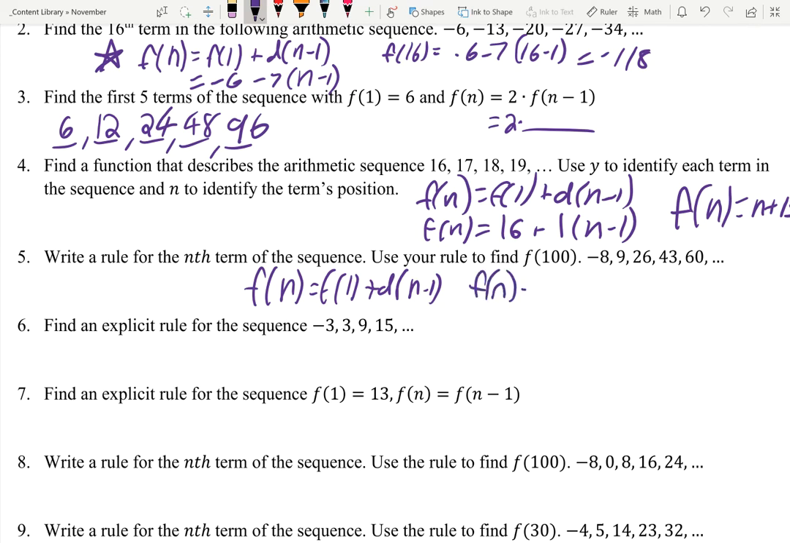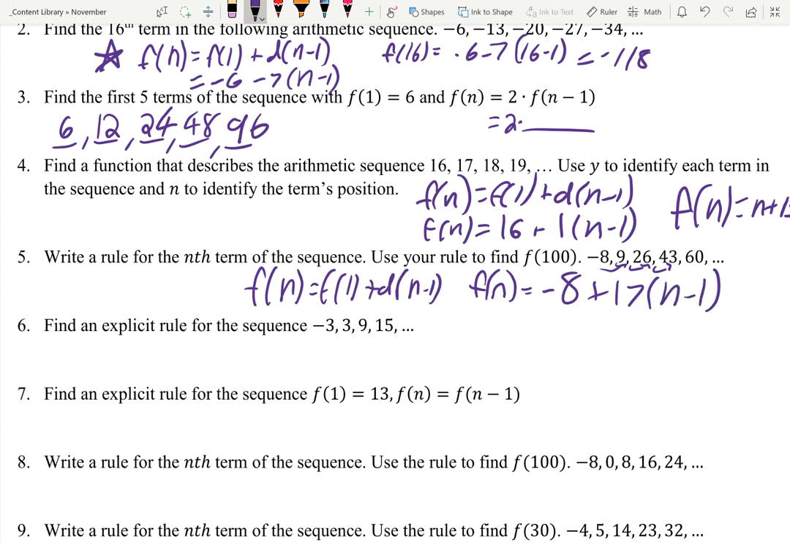So f of n equals, f of 1 is going to be our first term, which is -8 in our sequence, plus d. Now, it's going to take a little bit of work to figure this one out. You might be better off taking numbers and subtracting them. So, for example, 26 minus 9, right? Try to find the difference between two numbers. Any two numbers would be fine. 26 minus 9 is 17. If you want to verify that, you can also take 43 and 26. 43 minus 26 is also 17. So in case you can't see what the difference is, the common difference is plus 17, times n minus 1. So that's our function rule.